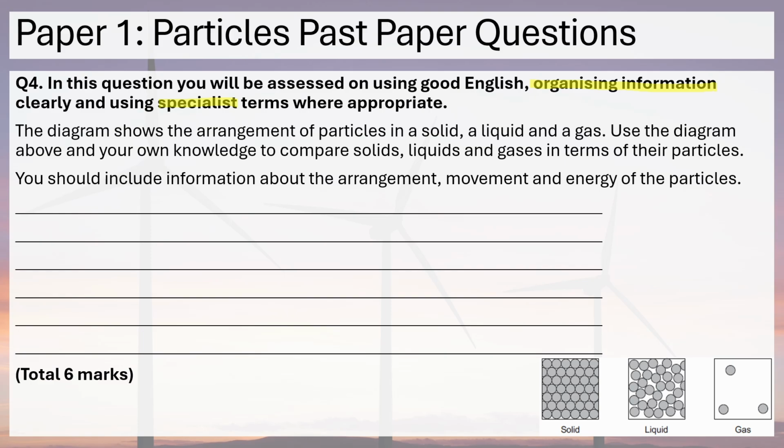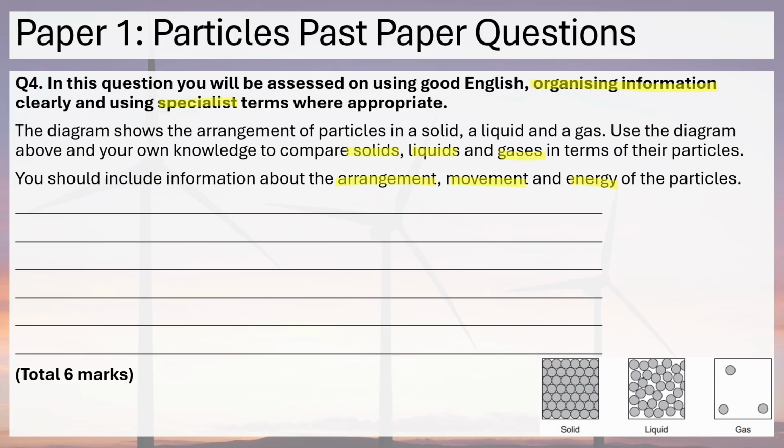So let's have a look at what we've been asked to do. We've got the arrangement of the solids, liquids and gases as shown in that diagram on the bottom right. We're told to use the diagram and your own knowledge to compare solids, liquids and gases. And we should include information about the arrangement, movement and energy of the particles.